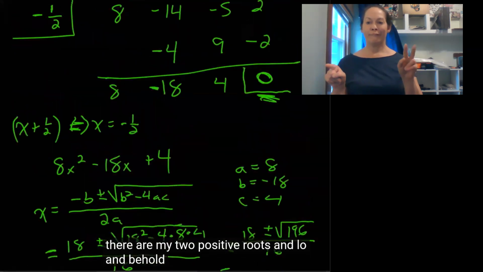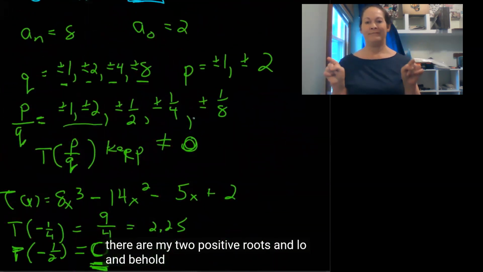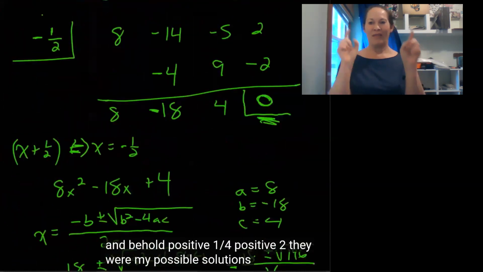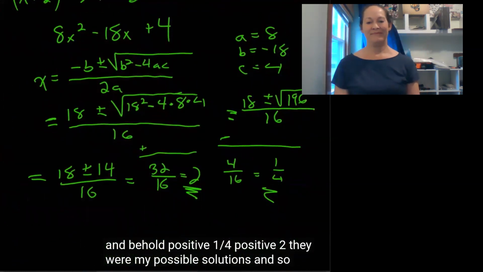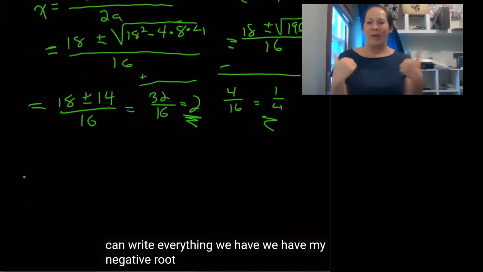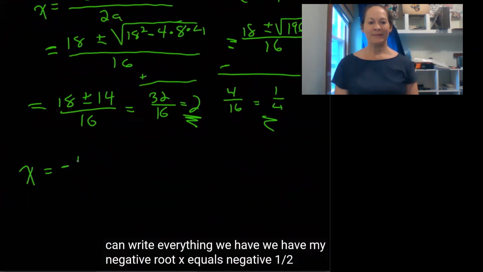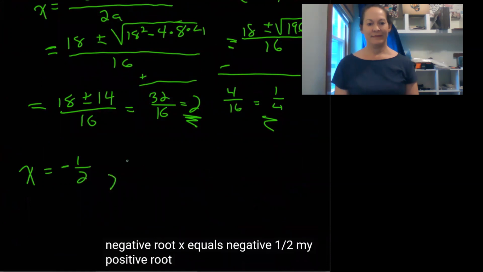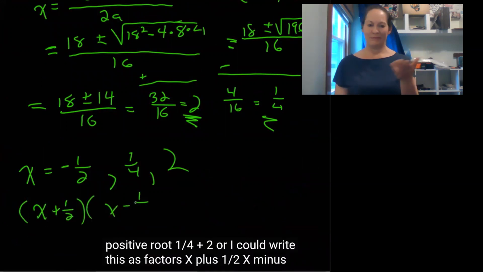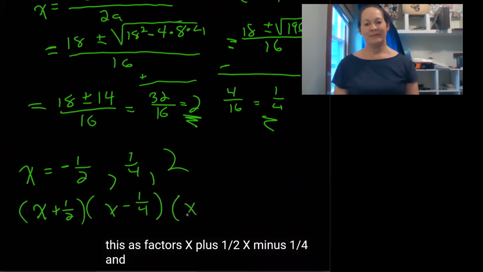And lo and behold, positive 1/4, positive 2. They were my possible solutions. And so now we can write everything we have. We have my negative root, x equals negative 1/2. My positive roots, 1/4 and 2. Or I could write this as factors, x plus 1/2, x minus 1/4, and x minus 2.